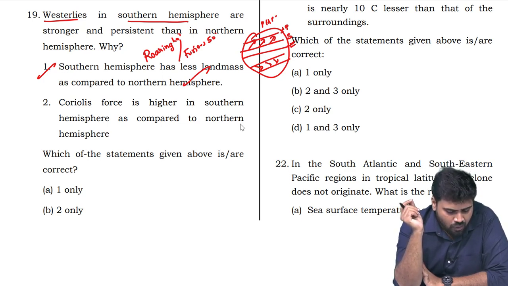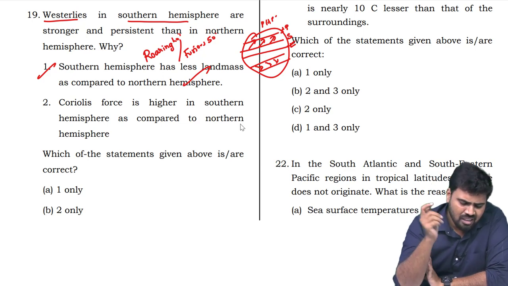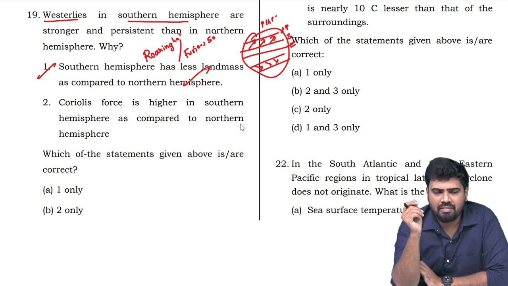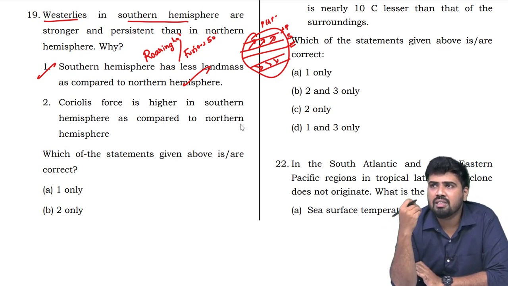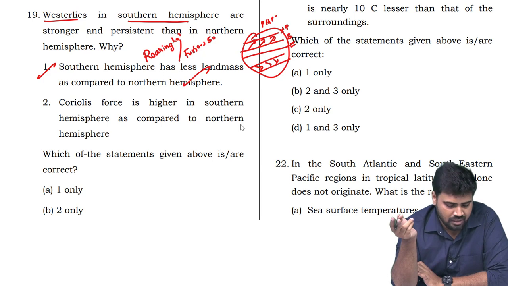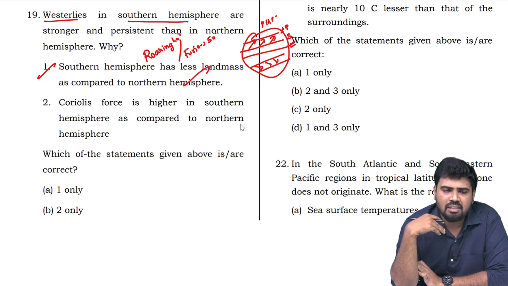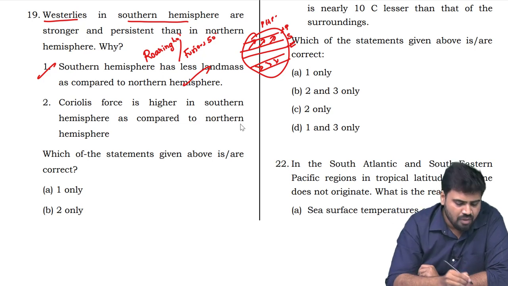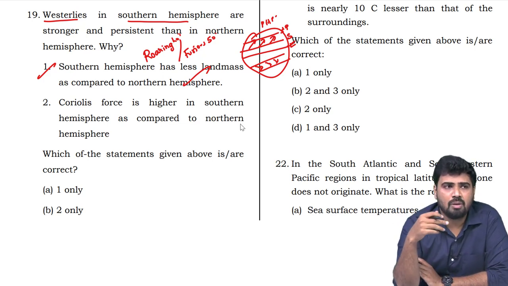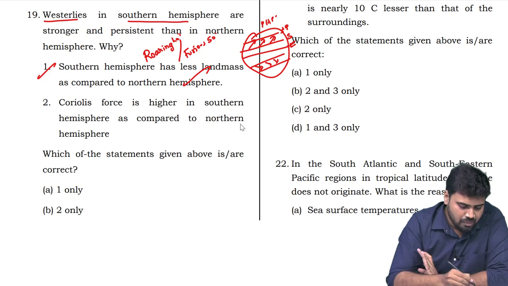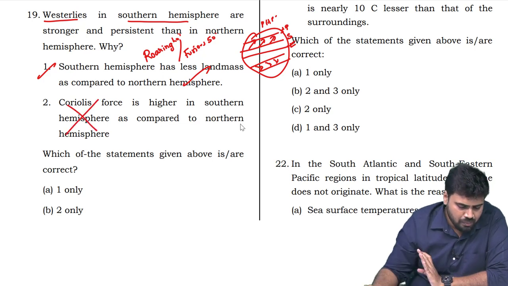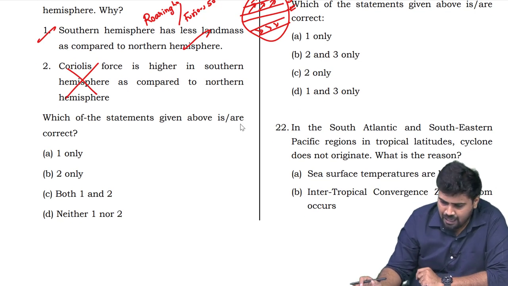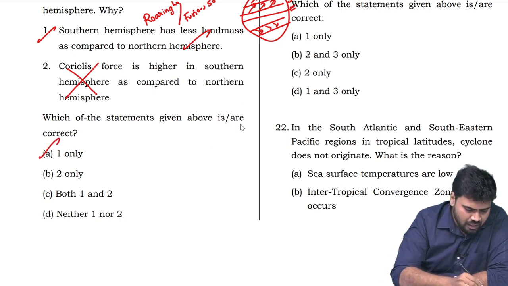Second statement: Coriolis force is high in the southern hemisphere as compared to the northern hemisphere. See, we know Coriolis force has an impact on each and every moving object, whether solid, liquid or gaseous substances. But there is no major difference in Coriolis force between the northern hemisphere and southern hemisphere. Coriolis force forms due to the rotation of Earth, but in this case Coriolis force has no impact. So, 19, option A, A only.